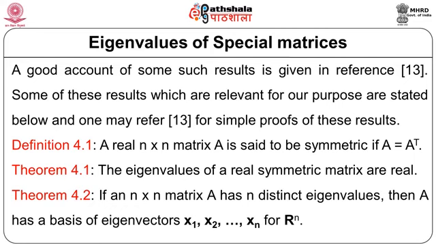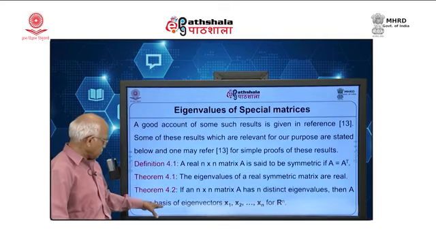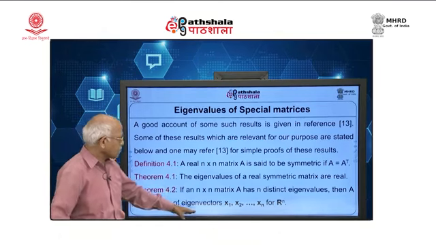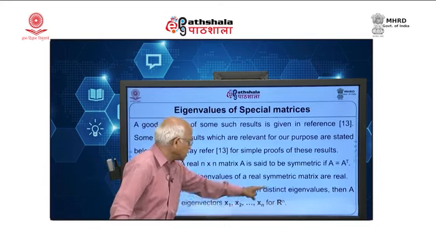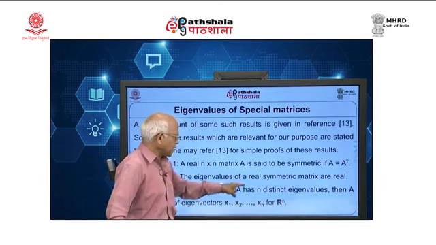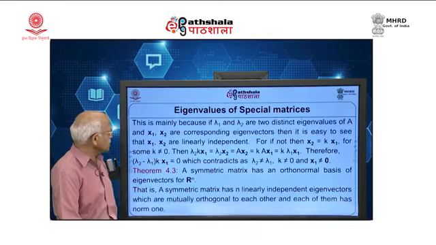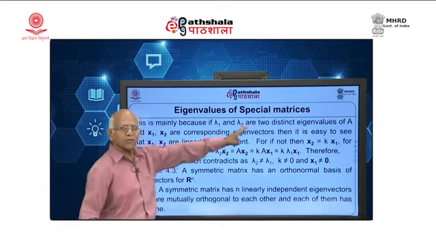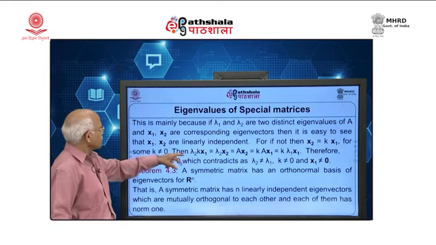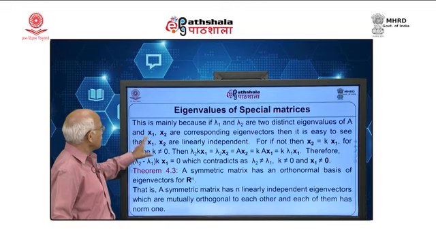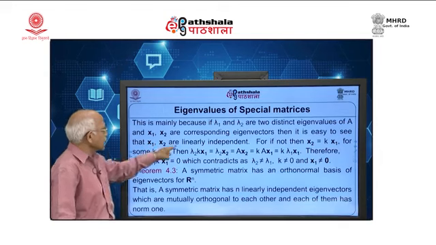Second says that if an n cross n matrix A has n distinct eigenvalues, then A has a basis of eigenvectors x1, x2, x3, ..., xn for R^n. So, all the eigenvectors here will be linearly independent, that is what it would mean. So, n distinct eigenvalues will yield me n linearly independent vectors. What we will see here is, suppose you have got two distinct eigenvalues, then corresponding vectors should be linearly independent, and that I am trying to show you here: if lambda 1, lambda 2 are distinct eigenvalues of A and x1, x2 bar are the corresponding eigenvectors, it is easy to see that x1 and x2 bar are linearly independent.